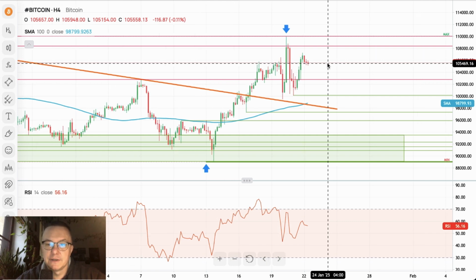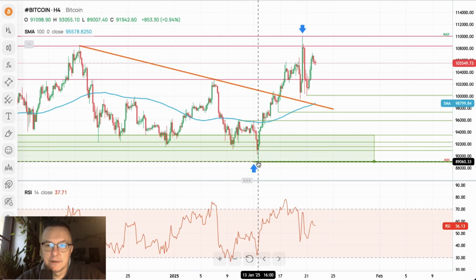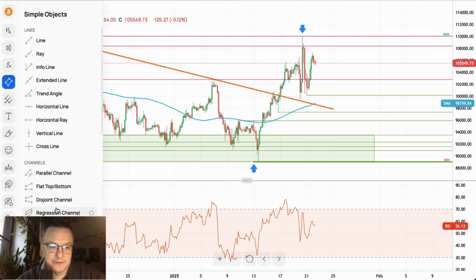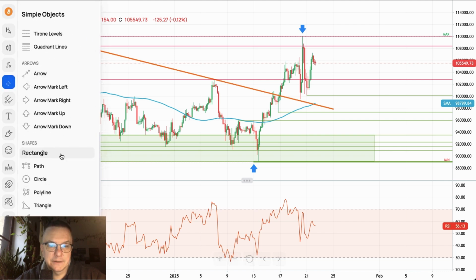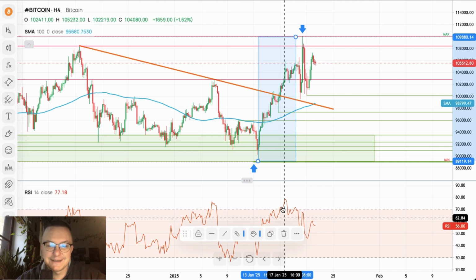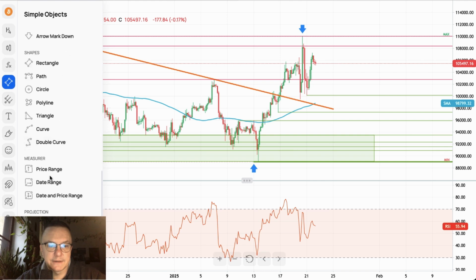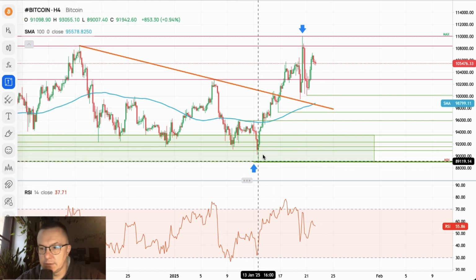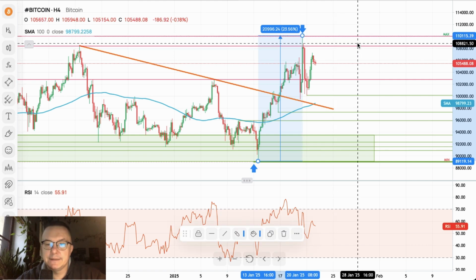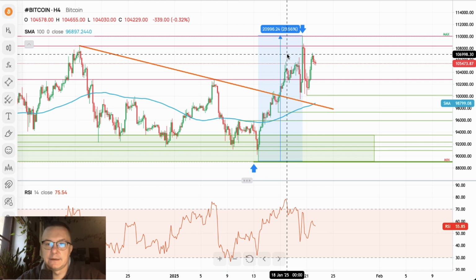So I guess that the market is waiting for a trigger to see where it should go. In the background, of course, there is a new all-time high. There is a very nice short-term uptrend. I'm just curious how much it is. I think it will be like a 40% movement to the upside. Price range, there you go, from 89,000 to 108,000, 23% increase, right? So this 23%, it's definitely the uptrend.